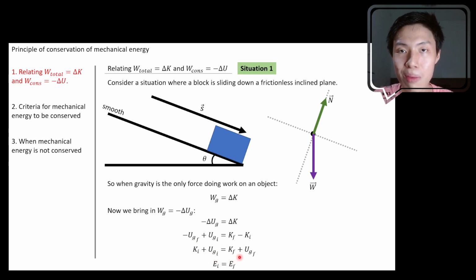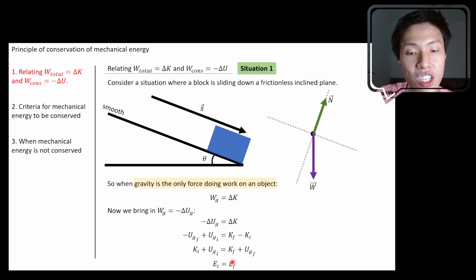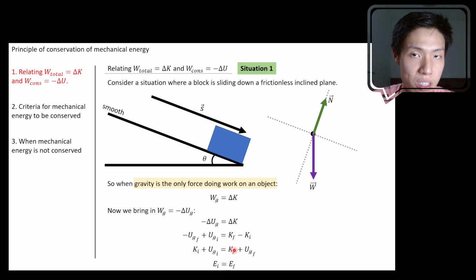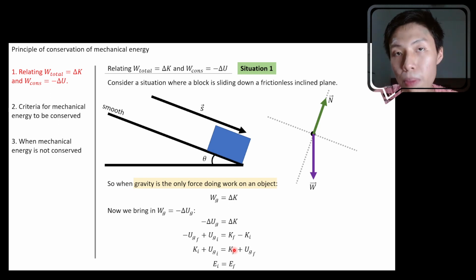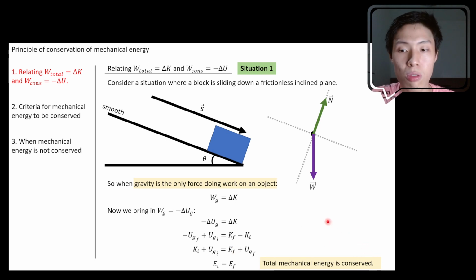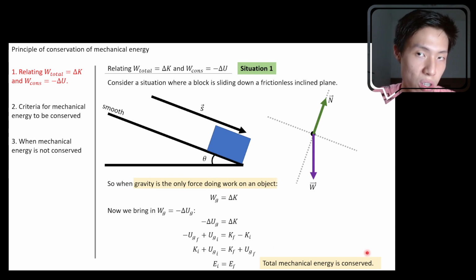So what am I trying to imply here? I'm trying to say that if gravity is the only force doing work on an object, through this series of derivation, you see that the mechanical energy initial will be equal to the mechanical energy final. Thus, the mechanical energy of the system remains constant, or we can say the total mechanical energy is conserved. So again, the conclusion is that if gravity is the only force doing work on an object, the total mechanical energy is conserved.